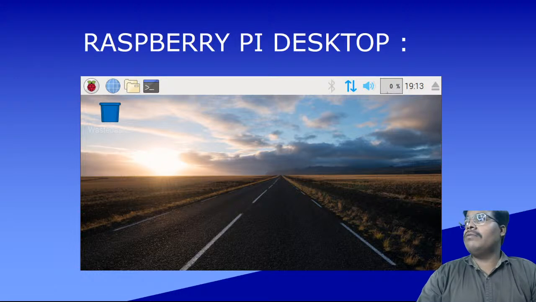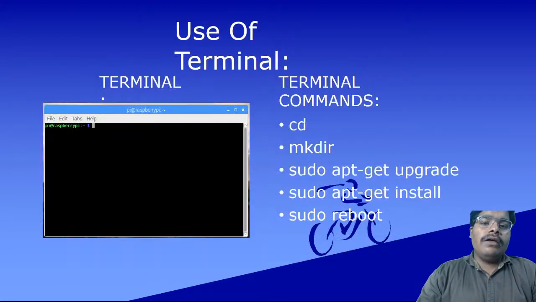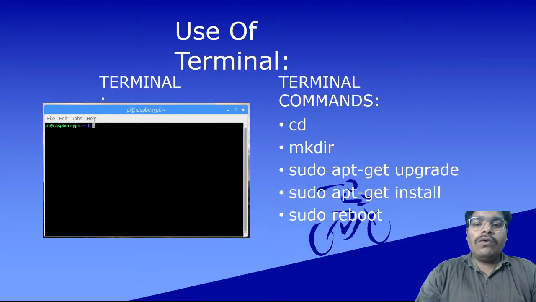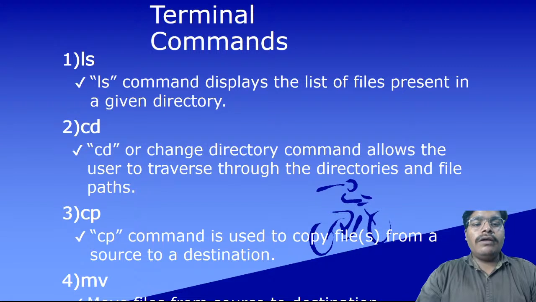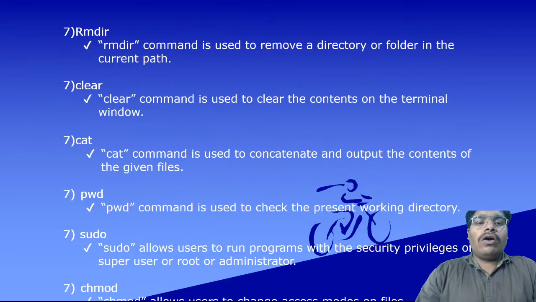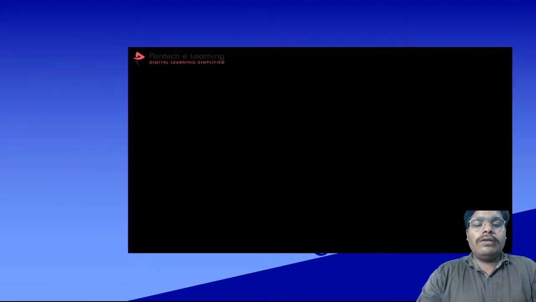This is the official page of our Raspberry Pi, and these are the various terminal commands which we are going to use in order to work on it. We need to change the directory or make a directory, and all these things we are going to do using this terminal. These are the various commands: change directory, copy a file from its destination, move a file from its destination, concatenate, clear, remove a file, remove a directory, current path, and present working directory. All these things we are going to use.